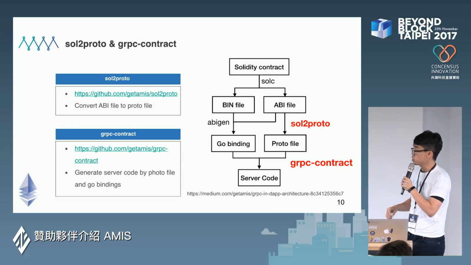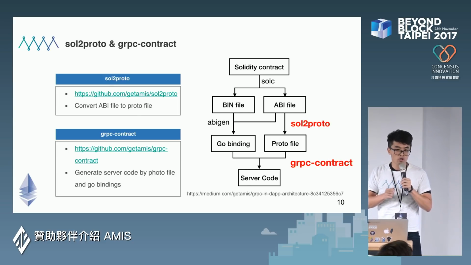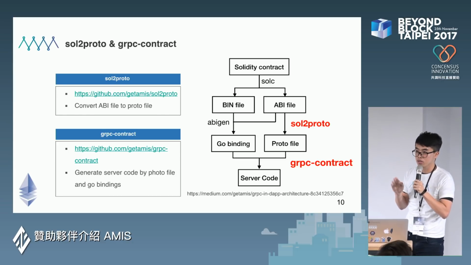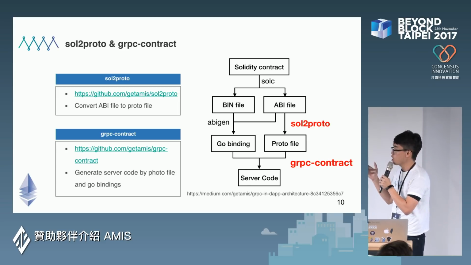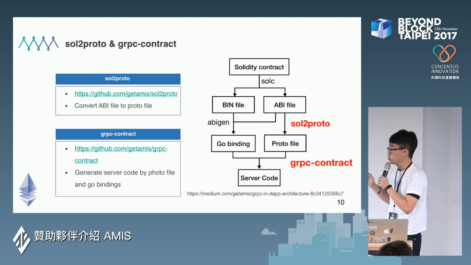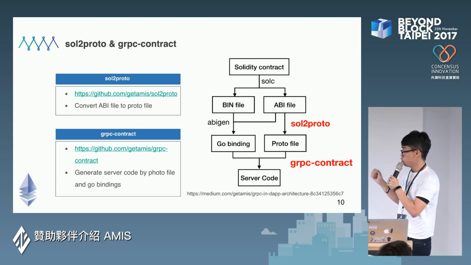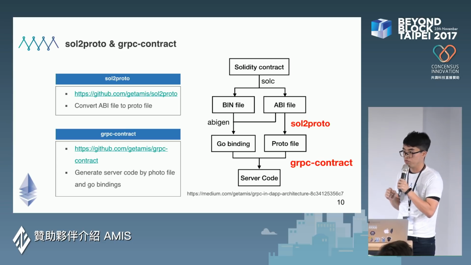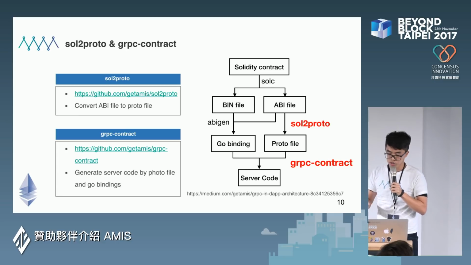So here is our proposed dApp development flow. All you need to do is write the contract code, and after that, we can take care of the rest for you. After you write your contract code, you can use solc to get your bin and the API file. Then you can use abigen to get the Go binding, and then use so2portal to get your portal file from the API file. After that, you can use gRPC contract to get the server code from the Go binding and the portal file. Once that's done, you have built a dApp architecture.